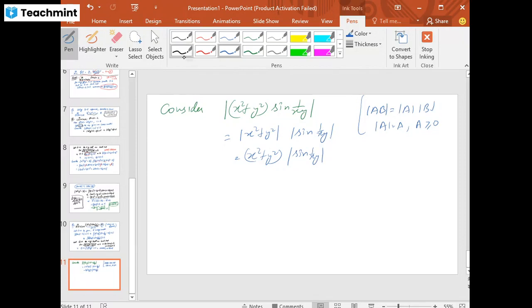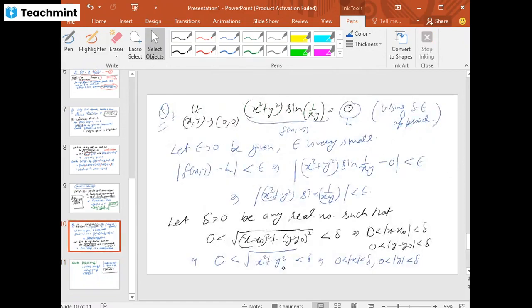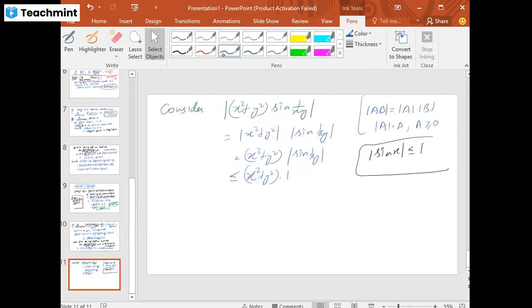Now, again, we are going to use one concept: sine is a bounded function, and its value is always less than or equal to 1. So if we use this concept here, then we can say that this is less than or equal to x square plus y square, because the value of sine is less than or equal to 1, right? And also the square root of x square plus y square is less than delta. So it means that this is less than delta square.